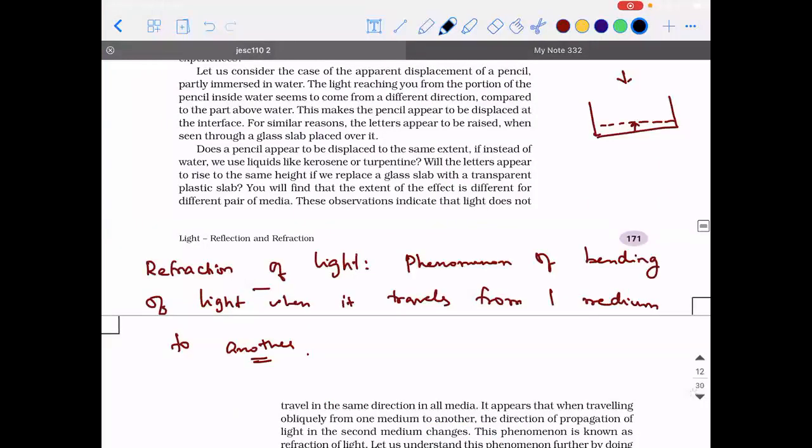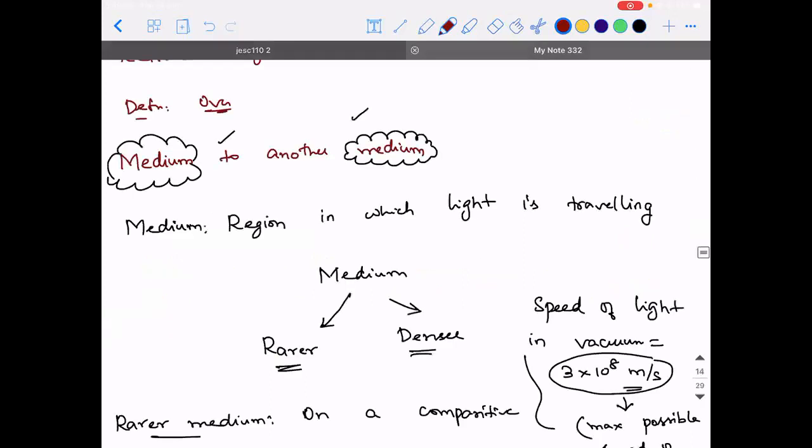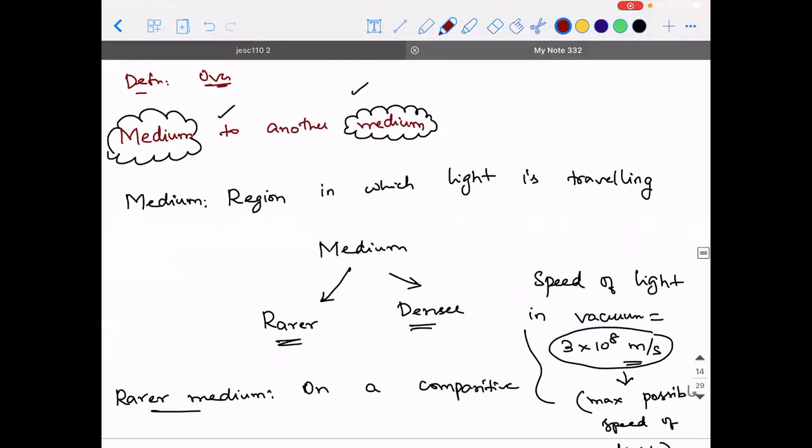So the phenomenon of bending of light when it travels from one medium to another, right? So this is what is called refraction of light. So here, if you observe, the technical term that I was concentrating upon is "one medium to another," right? So here, the word we need to concentrate on is medium.